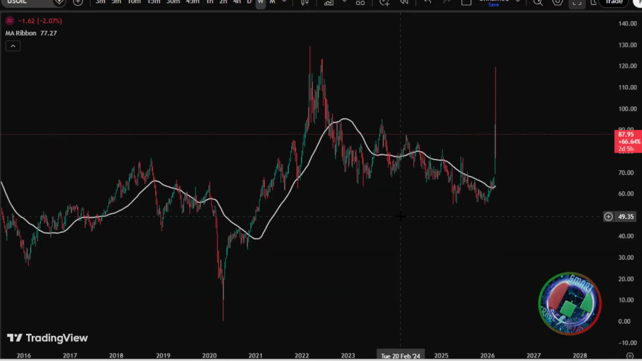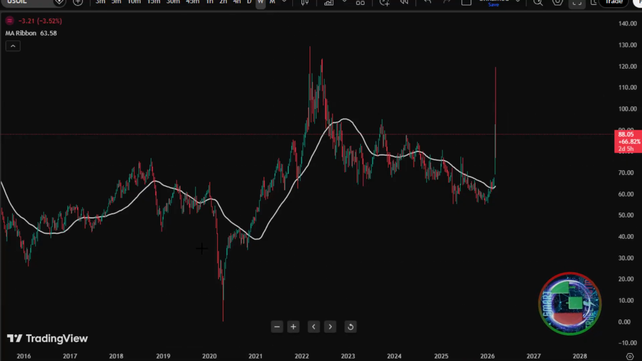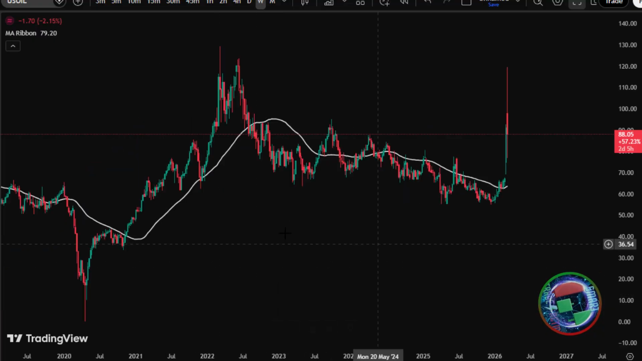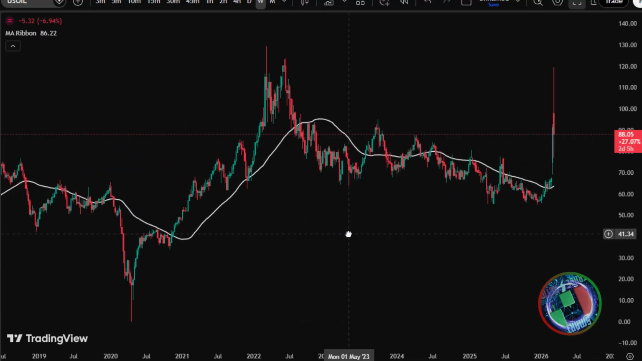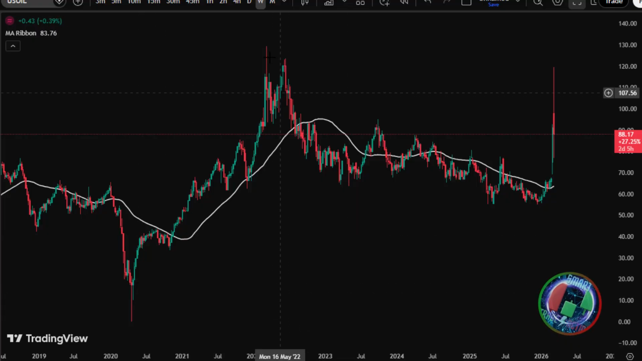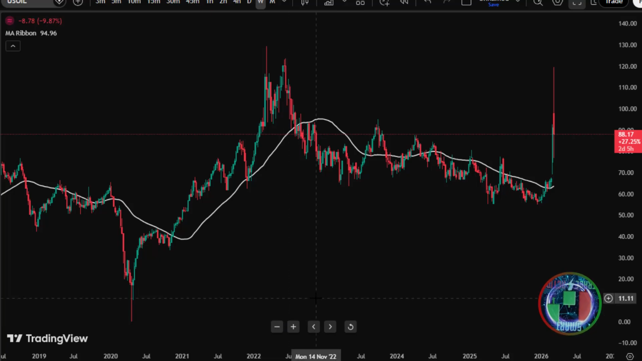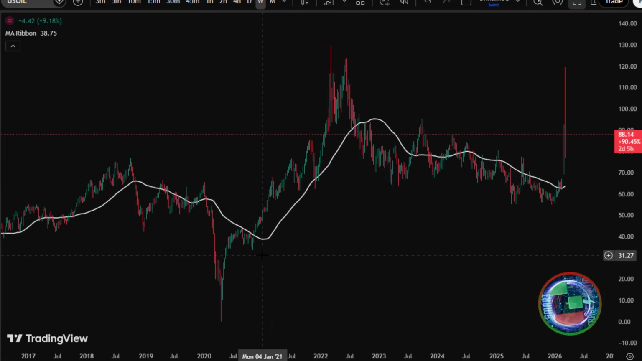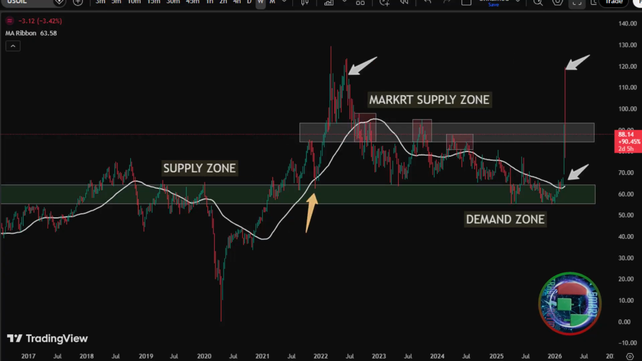So this is the US oil chart on the weekly time frame. As you can see here, we have the 50 moving average, which is a white line. Everything looks clear, but we still need more information to fully understand what is going on, where all of this rally started, and what could potentially be an opportunity we can take advantage of with this current situation.